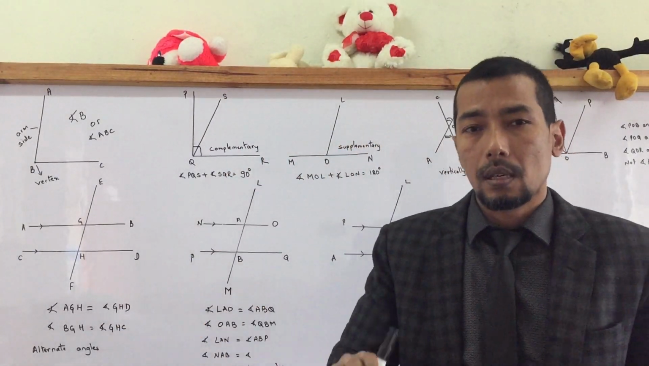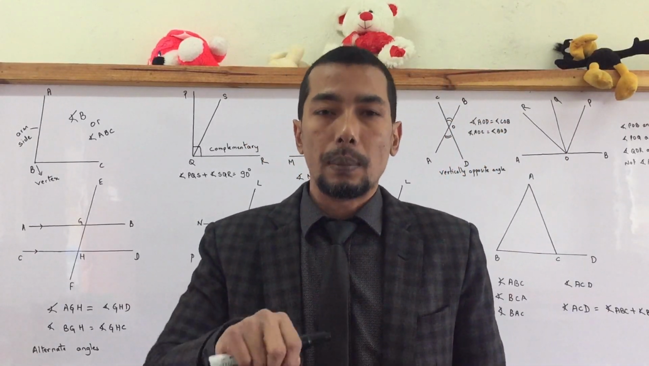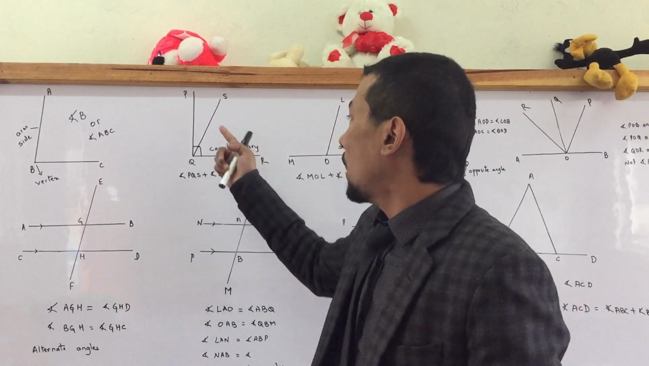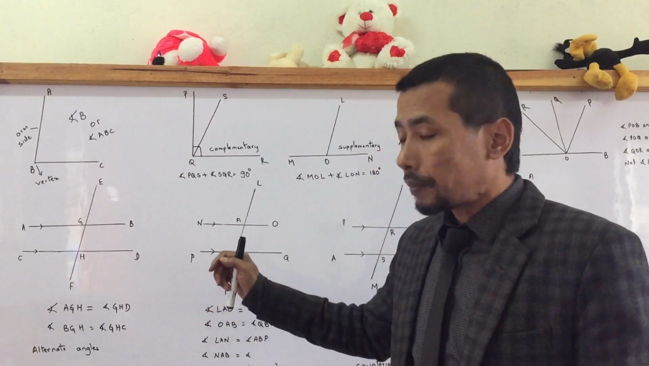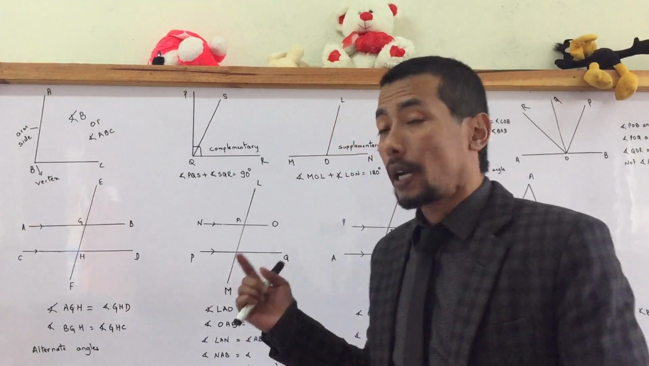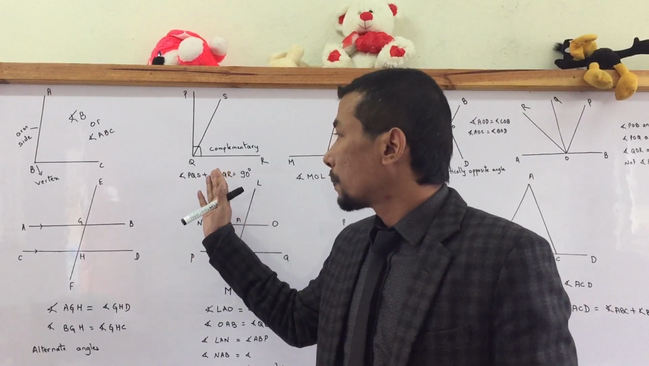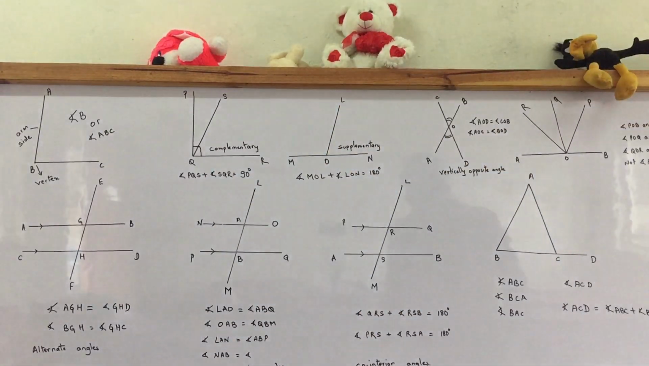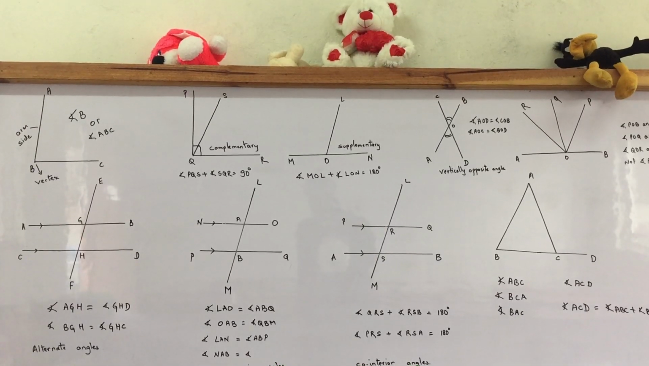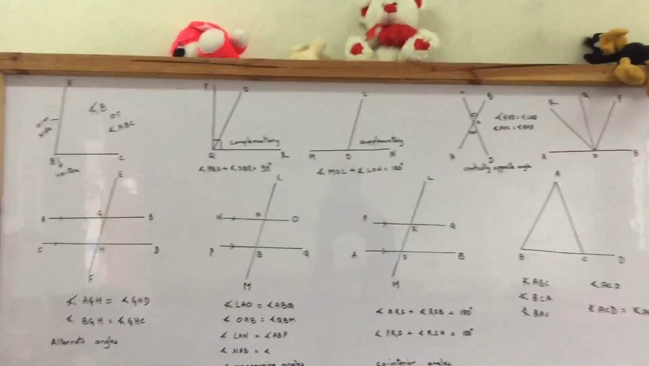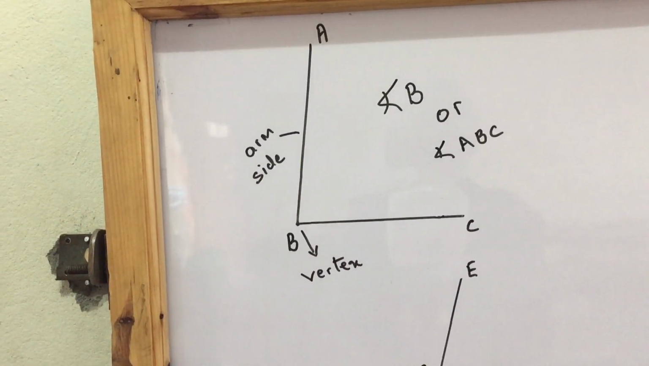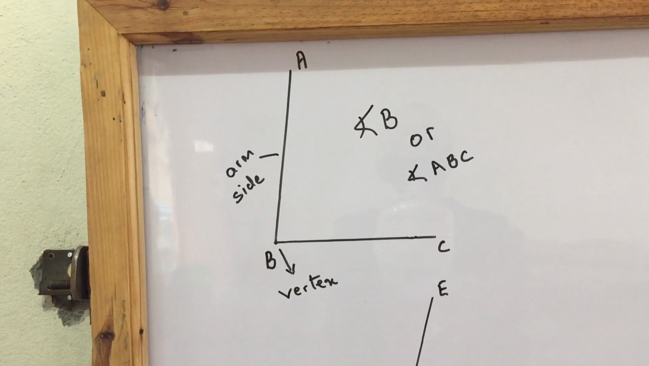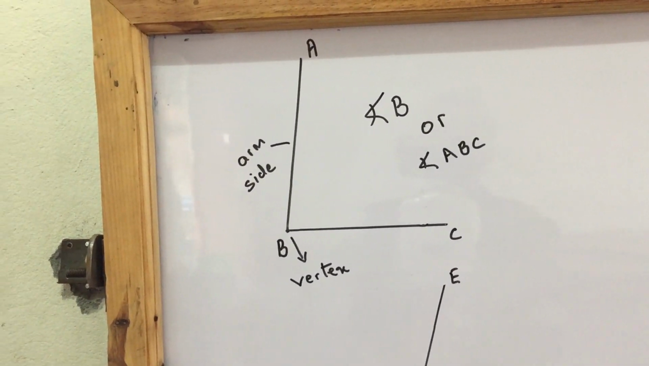Now we have some pairs of angles which have names and some properties. For example, complementary angles, C-O-M-P-L-E-M-E-N-T-A-R-Y. Now here, I think I need to take the camera and be behind the camera to explain this, and again we'll switch to the other mode as well. All right, so here we have an angle, and the name of the angle is angle ABC. AB is a side, BC is another side, B is the vertex.